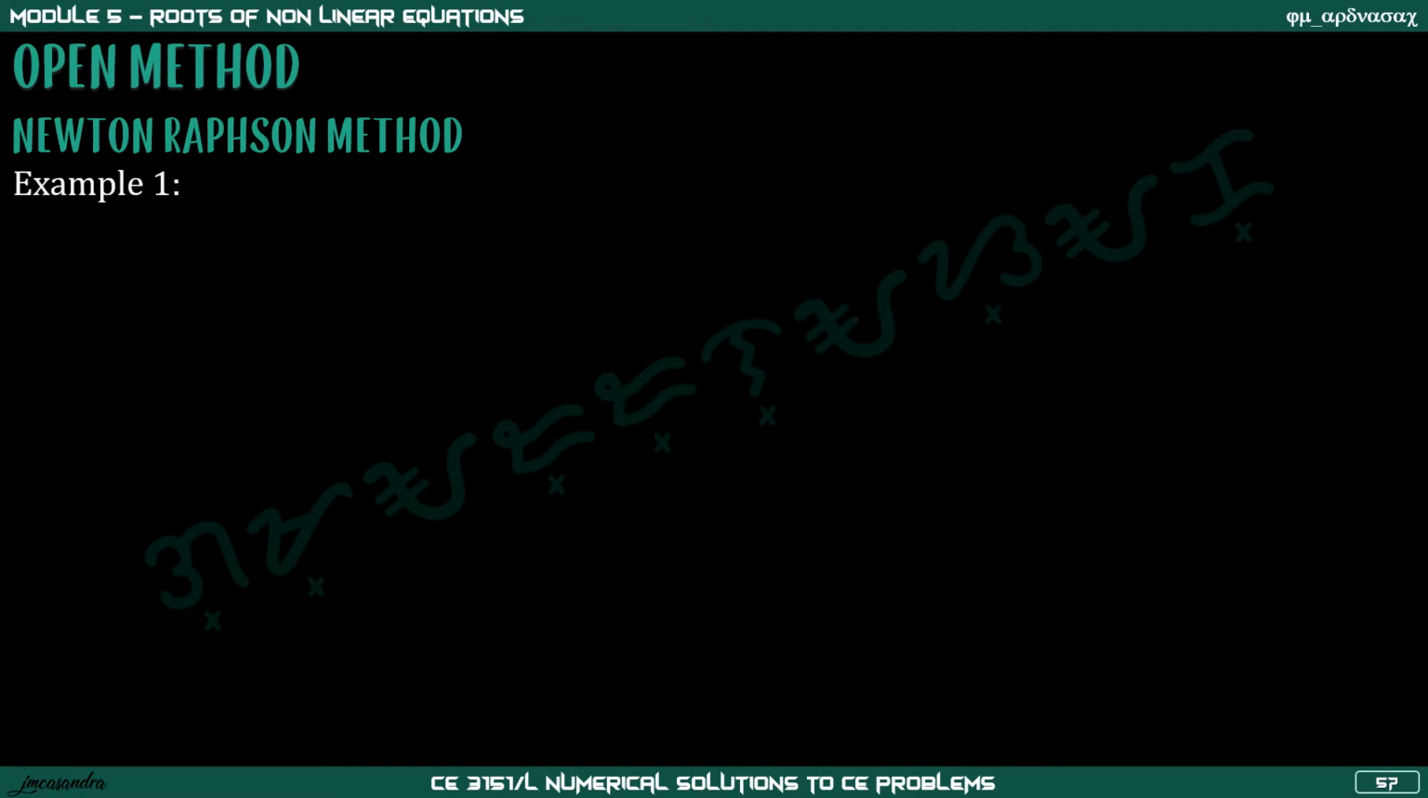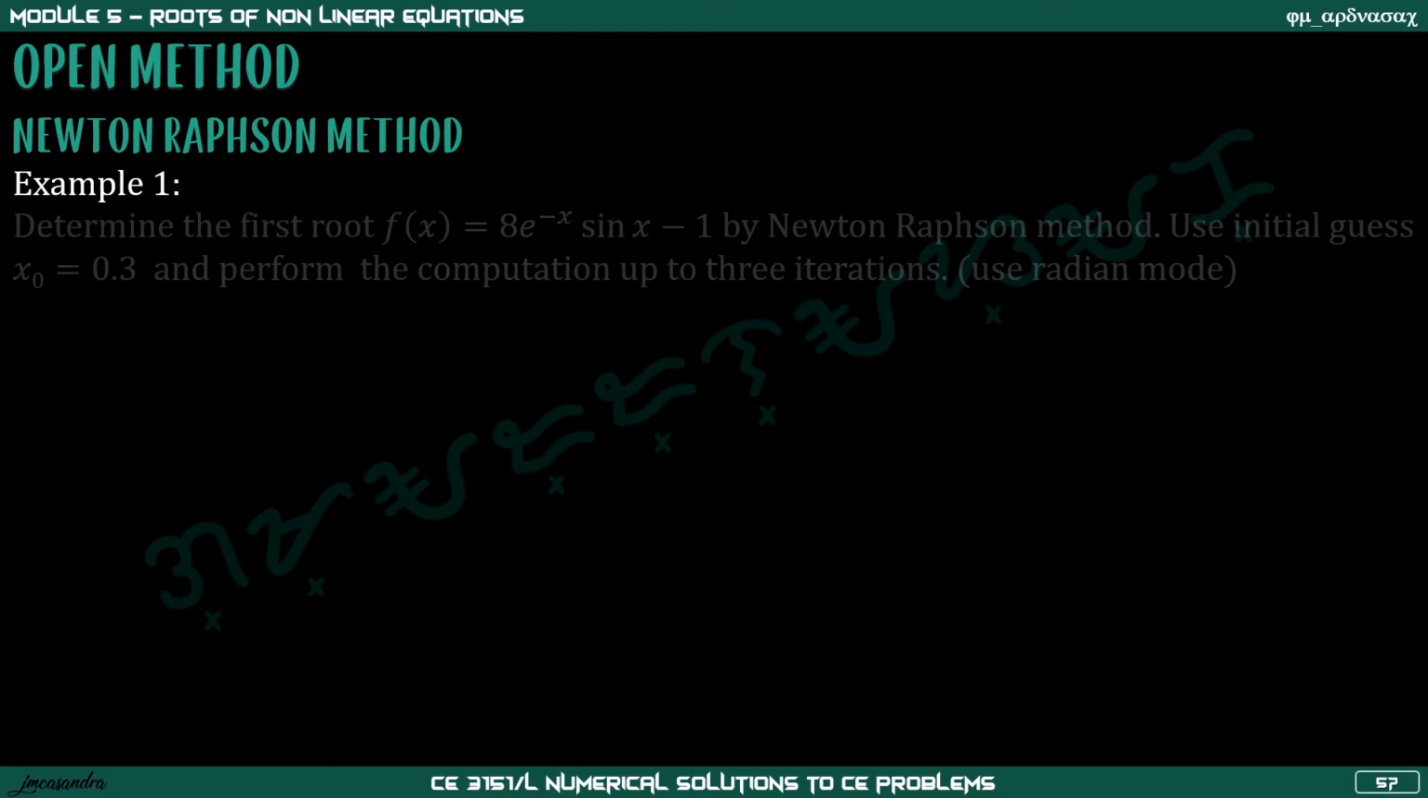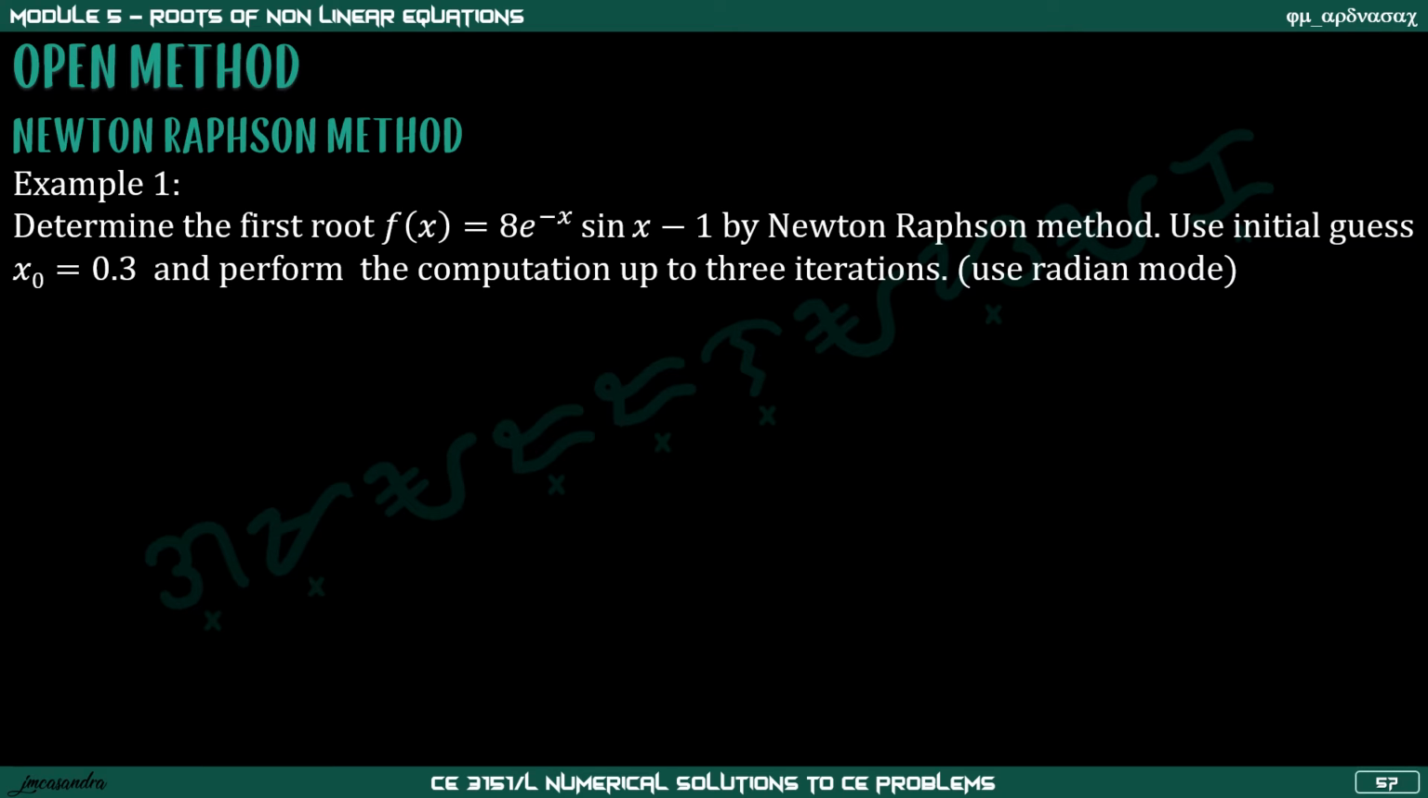Okay? So to understand the Newton-Raphson method, let us solve an example. For the given function f of x equal to 8e raised to negative x sine x minus 1, we determine the first root of the unknown x, and we will use an initial guess x sub 0 equal to 0.3 and perform a computation up to 3 iterations. Since we are dealing with trigonometric functions, take note that you have to use the radian mode in computing the value of x.